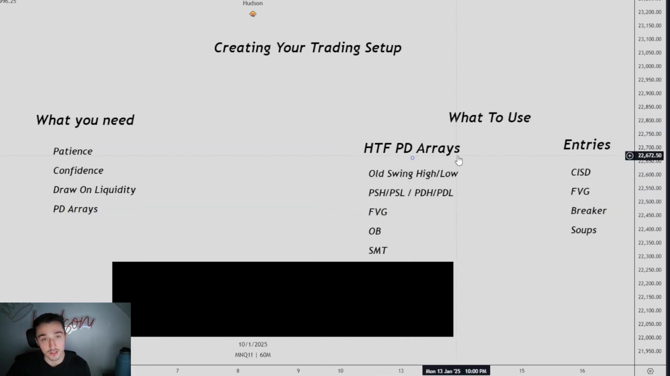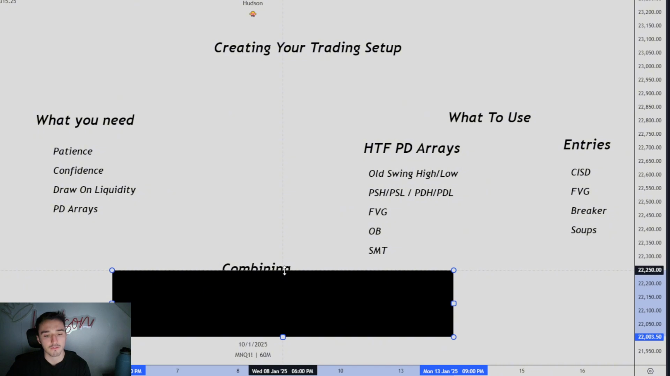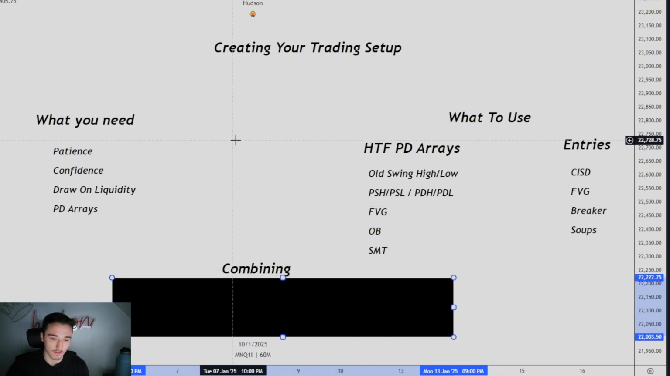Now, the PD arrays on the higher time frame are going to give you your entry model, right? If we have tapped an old swing high or low, then you wait for your CISD, fair value gap, breaker, and so on, right? So all of this comes together to create your entry model. Okay, so right here I have a few combining all of this to create an entry model, right? I just threw these together. I'm just showing you guys what it could look like if you created your own entry model, right?